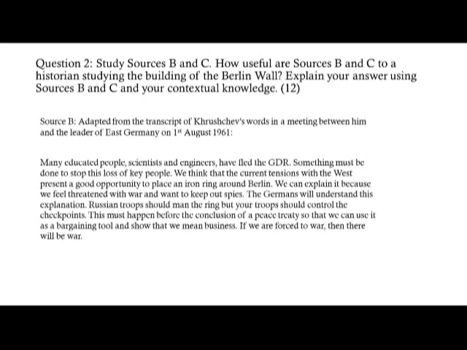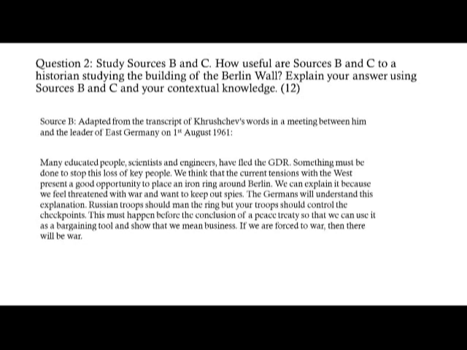So this must happen, he said, before the conclusion of a peace treaty, so we can use it as a bargaining tool and show that we mean business. Now, we know that Khrushchev had issued an ultimatum over Berlin in 1958. We know he was desperate for some resolution to the Berlin crisis. We know that the western sector of Berlin was a colossal embarrassment for the Soviet Union. Stalin had tried to drive them out in 1948, but it failed. So they're going to use the building of the wall, the sealing of the border, as a bargaining tool to show we mean business. And he said, if we are forced to war, then there will be war.